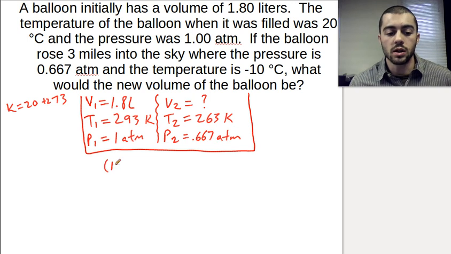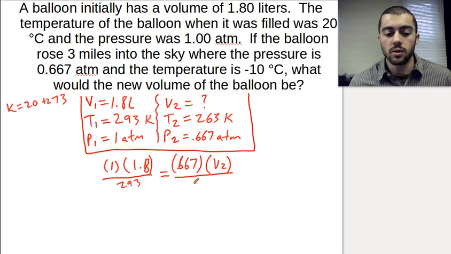So our P1 is 1, our V1 is 1.8, and our T1 is 293. Our P2 is 0.667. Our V2 is our unknown, so we leave it as V2 over T2, which is 263 here.